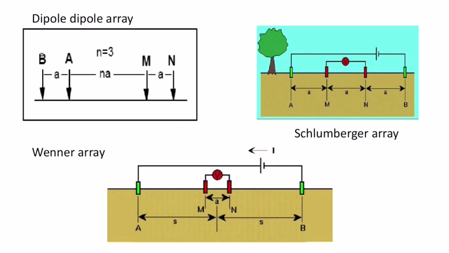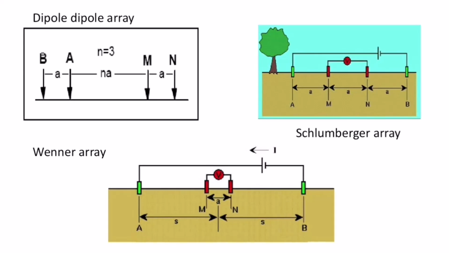So basically in all these types of array there is a geometric factor, which is very important. The geometric factor is a numerical multiplier defined by the geometrical spacing between the electrodes, which is used in conjunction with the voltage to current ratio measured in electrical resistivity surveys to give an apparent resistivity.